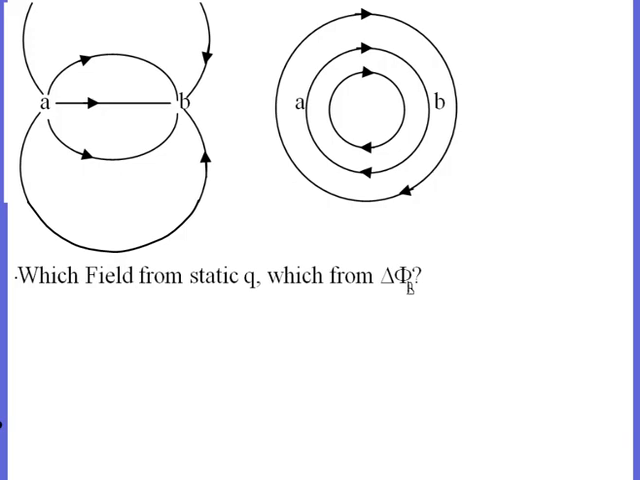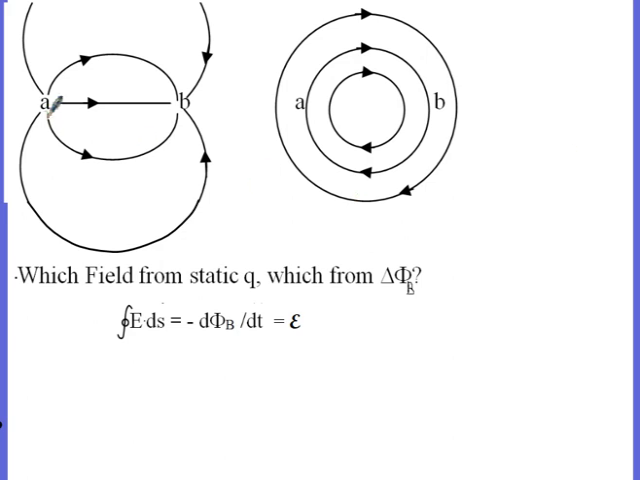Okay, now here we have two pictures of electric fields. One of them is produced from charges, static charges, and the other is produced by changing magnetic flux. And you ought to be able to tell which is which. Now, let's consider this statement of Faraday's law of induction, and let's take a little trip.